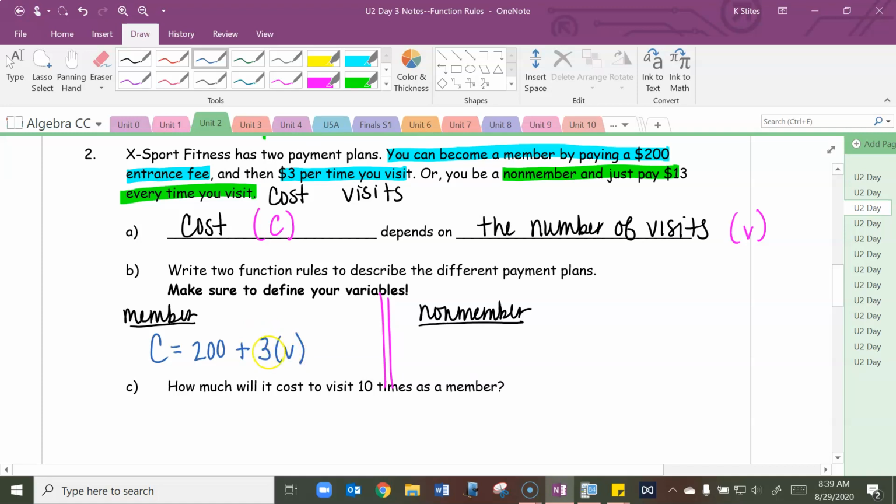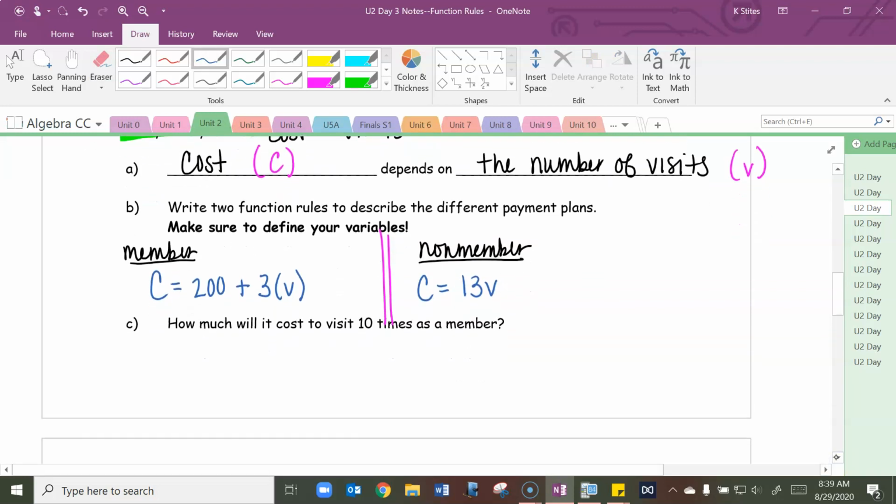Notice the V is going with the 3, not the 200. Otherwise, if you had 200V, that's $200 per visit. Okay, it's $3 per visit. Now non-member, they just pay $13 per visit. They didn't say anything about a starting fee, so if you want to put a 0 plus, you certainly can, but really we just need the $13 per visit, so just 13V.